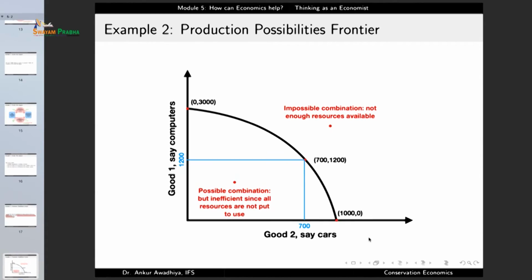Now, if you spend, say, 50% of your factors of production on making computers and 50% on making cars, then there will be some other point. If you spend, say, 10% and 90%, there will be some other point. So all the points that represent what can be manufactured are shown by this line. So a point such as this will tell us that the economy is currently producing 700 cars and 1200 computers.